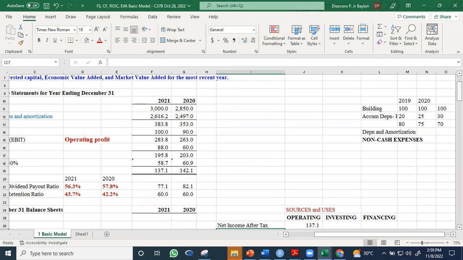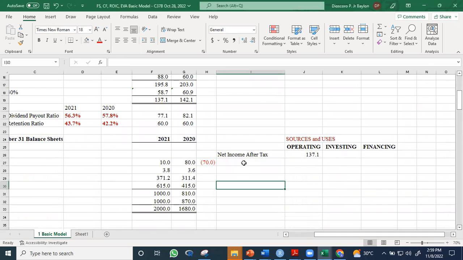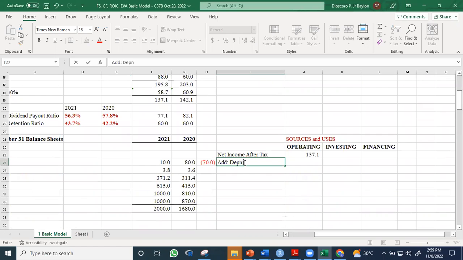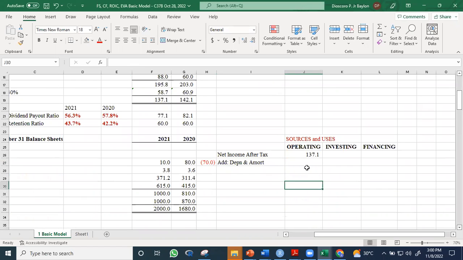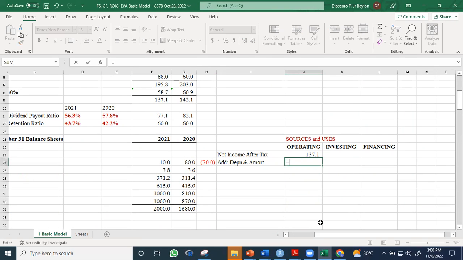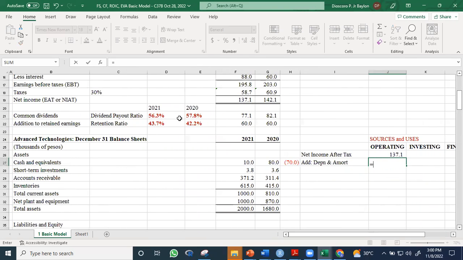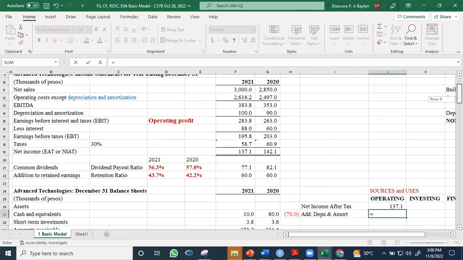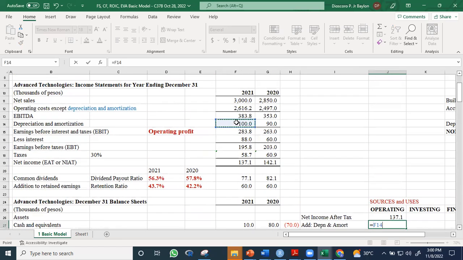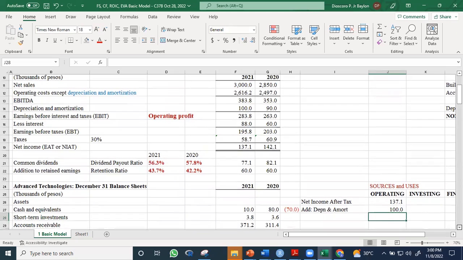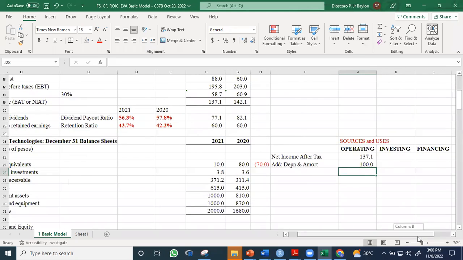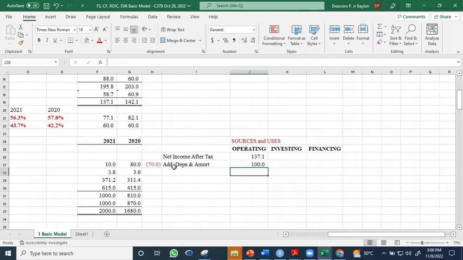You're correct. We need to add back. No? So I'll put here add depreciation and, shortcut ko na lang, amortization. All right, and adding back depreciation and amortization is how much? It's 100. Here you go. All right. Yan. So in-add back na natin. We added back depreciation and amortization.